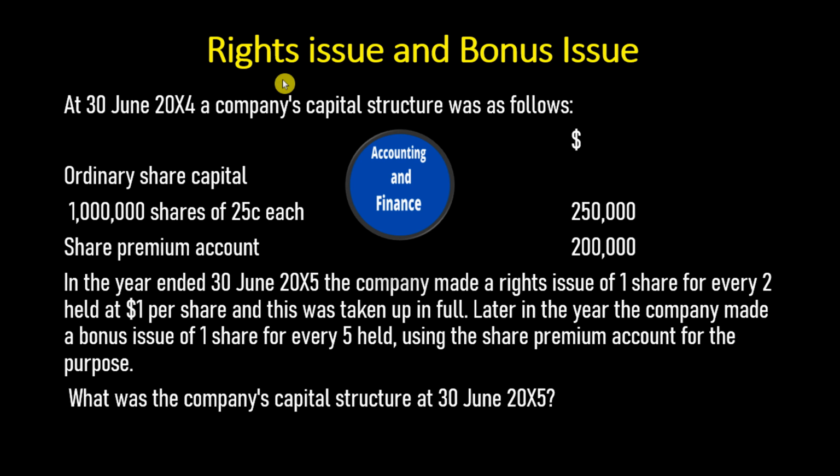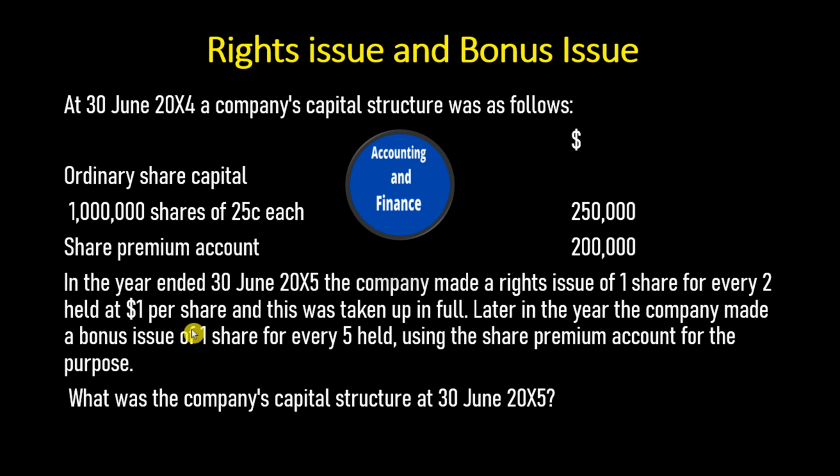Rights issue and bonus issue. At 30 June 20x4, a company's capital structure was as follows. Ordinary share capital, 1 million shares of 25 cents each, $250,000. Share premium account, $200,000.